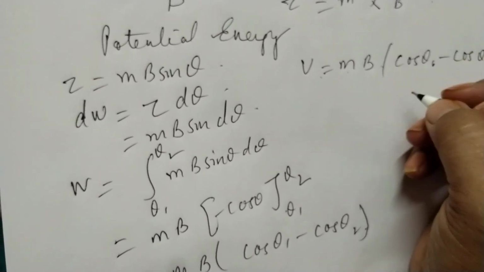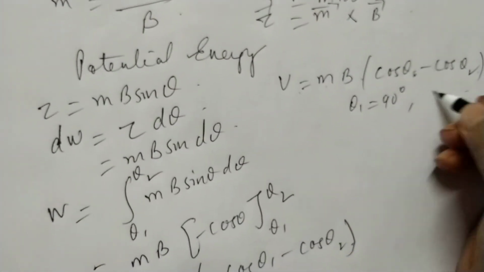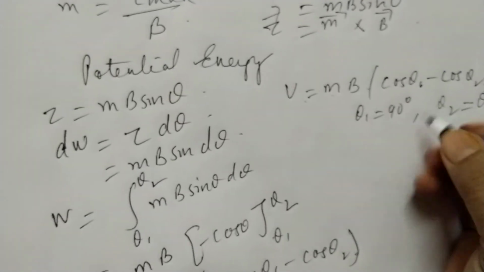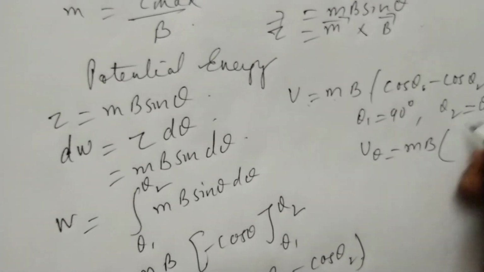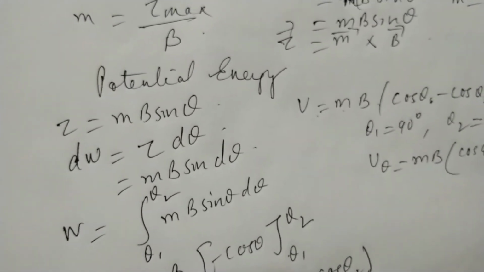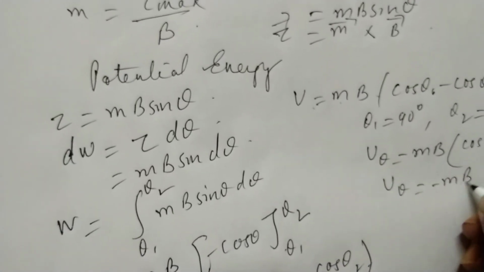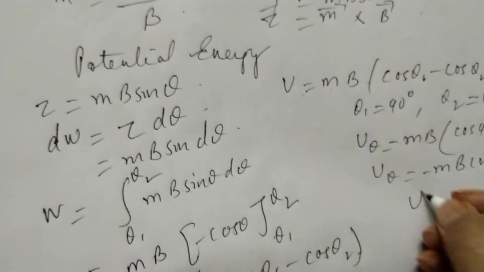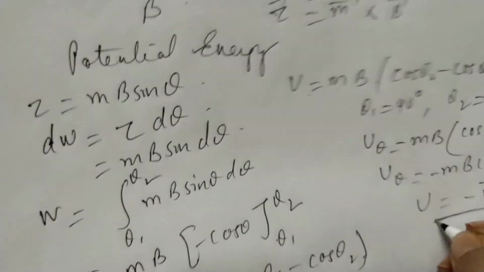Suppose we take theta 1 as equal to 90 degrees, and theta 2 as equal to theta. Then we can write U theta equals m B cos 90 degrees minus cos theta. So we get U theta as equal to minus m B cos theta, and finally U is equal to minus m vector dot B vector. So this is the formula we are working with.